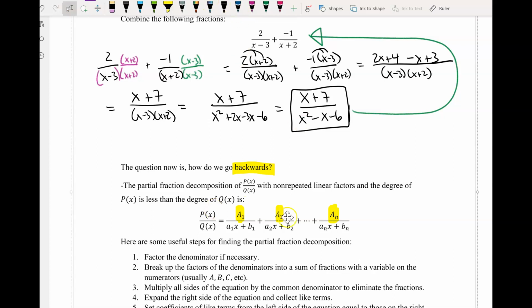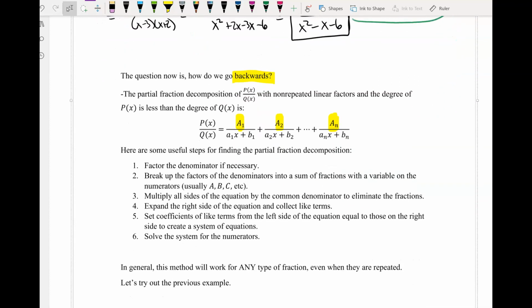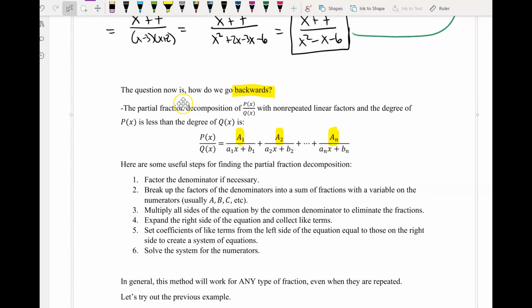I think it'll make sense for us to do an example so that you can see exactly what we're doing. Now, one of the things we have to be very careful with is that in order to do this type of analysis, or to do partial fractions, we require that the degree of the numerator, of p of x, is less than the degree of the denominator.